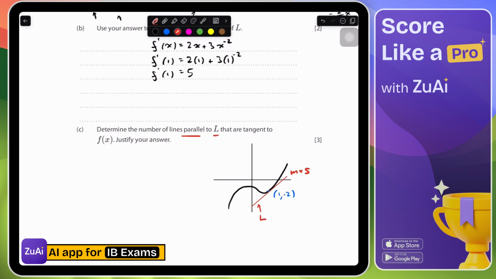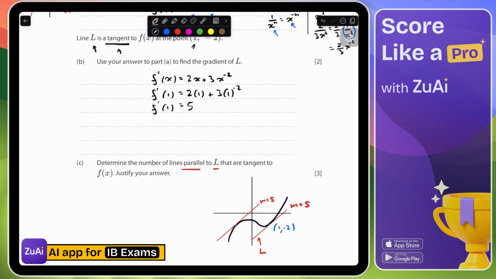And the question is, how many different points are there on this function that are also going to have, in this case, a slope of 5? How many different points are there on this function where the rate of increase at any given point is equal to 5, where the slope is equal to 5? So how could we do that?